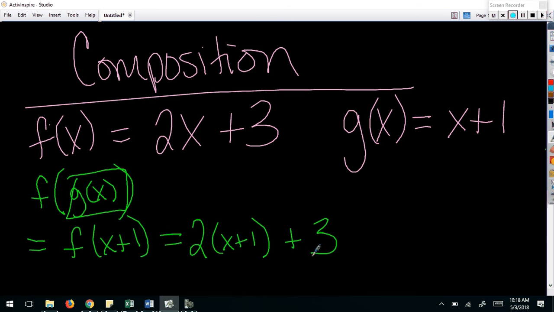So what I did was I said, what is g? g is x plus 1. So I replaced that with x plus 1. So basically you're just plugging in here. You're just continually plugging things in. That's all we have. How's this hard?